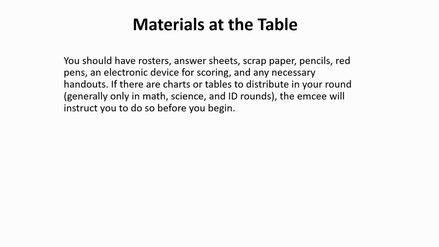So, materials that you are allowed to have at the table. When you are proctoring a round, please make your way quickly to your table so that you can familiarize yourself with the materials that are there for you and the electronic score sheet that you will be using. So you should have rosters, answer sheets, scrap paper, pencils, red pens, an electronic device for scoring if the host is providing it, or if the team is providing it, that should come to the table, and any necessary handouts.